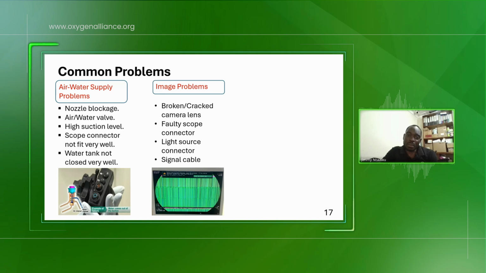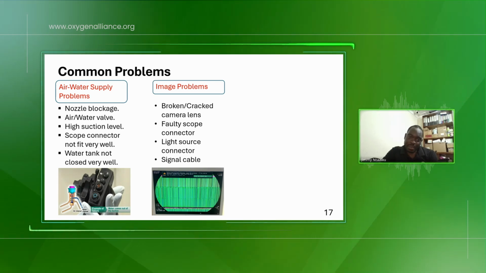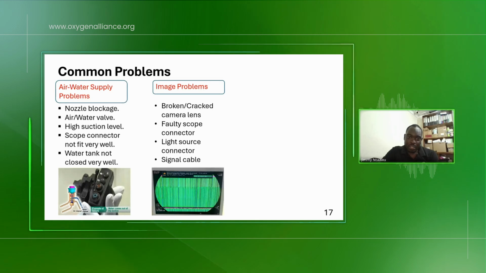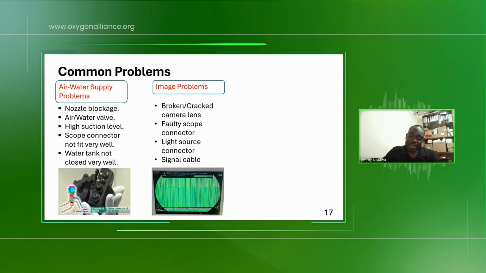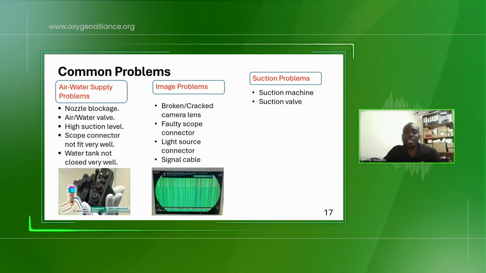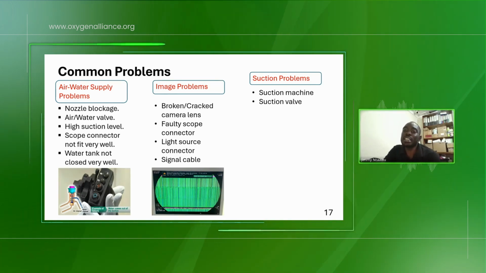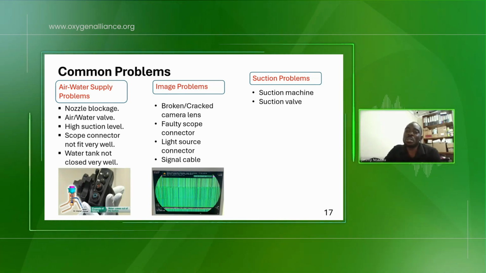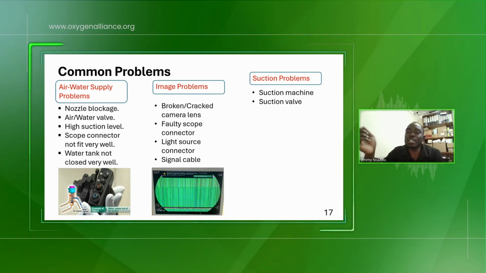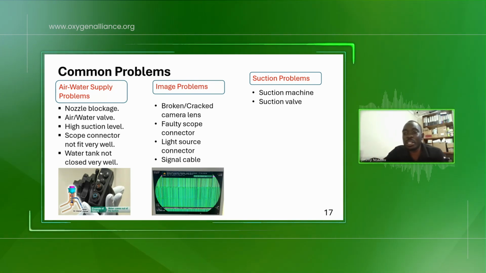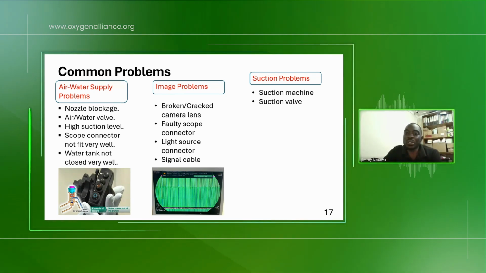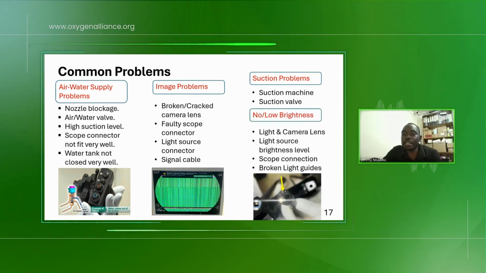We have the image problems. These are related to the camera lens. Sometimes it's the connector of the light source, and rarely, but sometimes, also the signal cable. Suction problems are not common, and they're easy to identify, and they are majorly two, because suction is just one complete tube running through the scope, just that it has a control valve somewhere. So it's either your suction machine, or the suction valve is worn out, or its O-rings are no longer working very well.